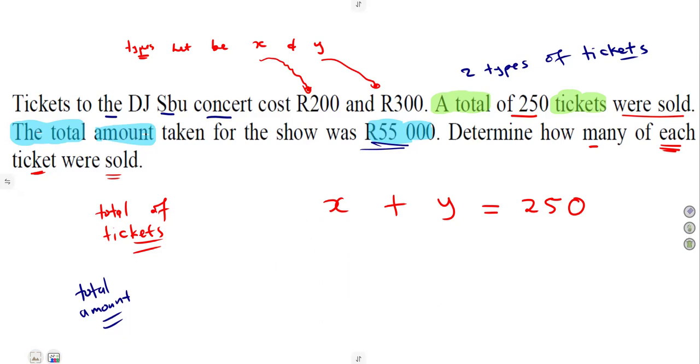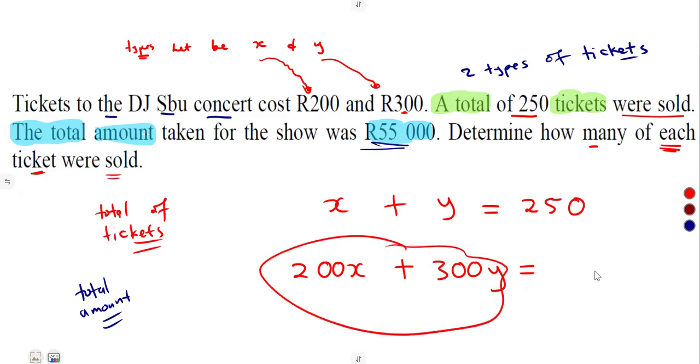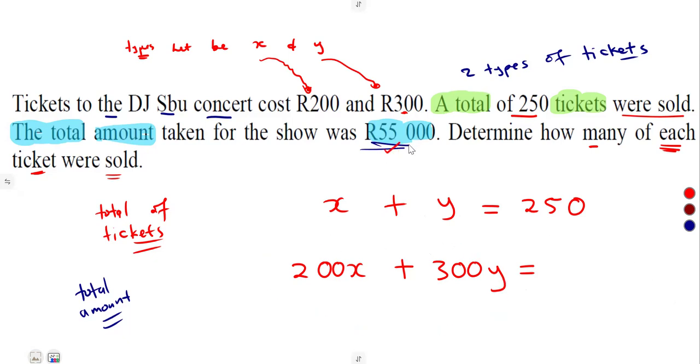So 200X, we are now total here, 200X plus what? The Y that we are having for each being sold at 300 each. So 300 times Y is the total. Must give us all combined X and Y that we have as our tickets. But this is the cost now. It must sum up to what? 55,000. This is what we have.